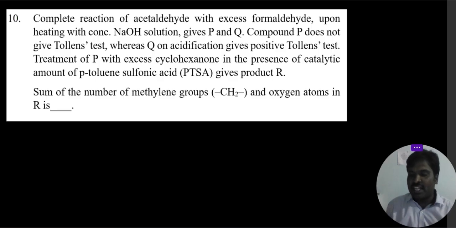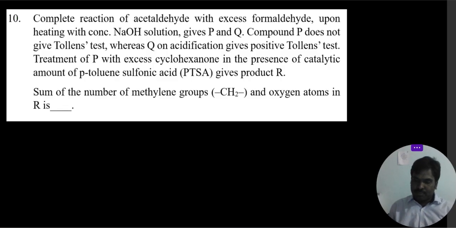Complete the reaction of acetaldehyde with excess formaldehyde. Upon heating with concentrated NaOH solution, it gives P and Q. Compound P does not give Tollens test, whereas Q on acidification gives positive Tollens test. Treatment of P with excess cyclohexanone in the presence of a catalytic amount of para-toluenesulfonic acid gives product R. The sum of the number of methylene groups and oxygen atoms in R is?